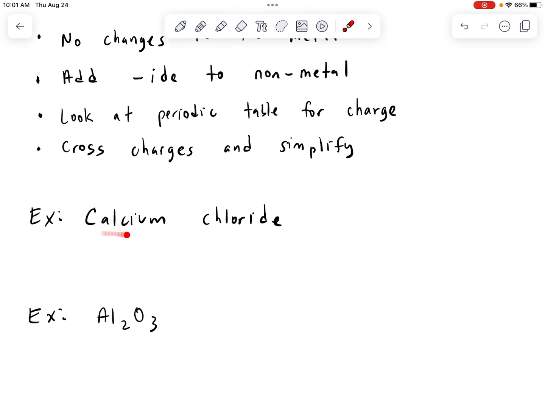All right, we have calcium chloride. The fact that we have "ide" at the end here tells us that this is an ionic compound. We know we're dealing with calcium and chlorine. So off to the side, I'm going to write calcium, which is Ca, and chlorine, which is Cl. Now, I need to go to my periodic table to see what the charges are for calcium and chlorine.